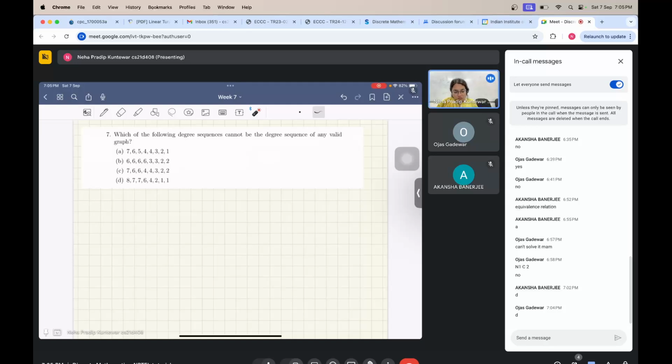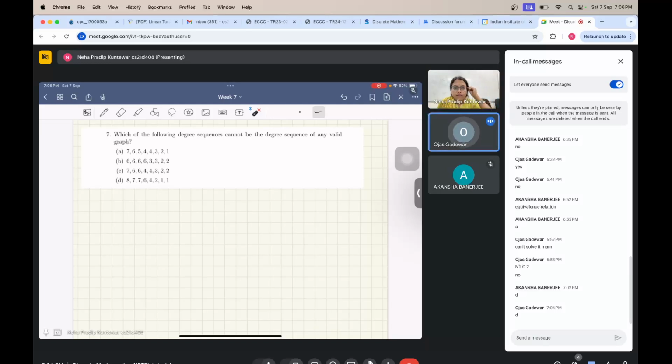Okay, so Akansha and Ojas, both of you say D. So what is your strategy? How do you conclude whether it is degree sequenceable or not?